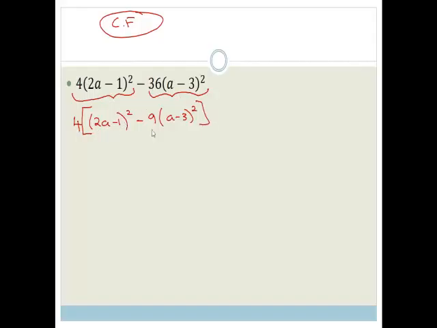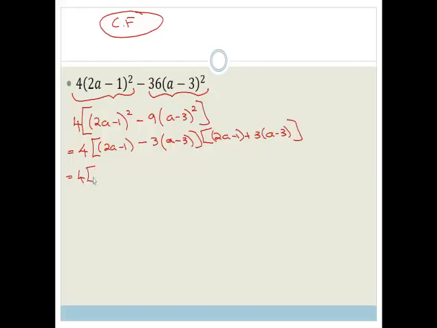And you can see again that this is a perfect square. So now we can multiply this out. We've got 4, and we've got the square of the first bracket, which is 2a minus 1, minus the square root of 9, which is 3, and the square root of a minus 3 squared is just a minus 3. And then we do exactly the same, but we put a plus sign. So we've got 2a minus 1 plus 3 times a minus 3.